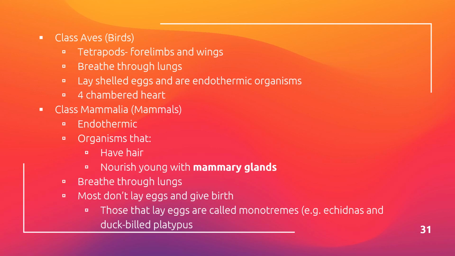So the last class is Class Mammalia, and they're named for the mammary glands that mammals use to nourish their young. Mammals are endothermic, they have hair, and they have a 4-chambered heart with 2 atrium and 2 ventricles. Most mammals give birth to live young, while some, called monotremes, lay eggs. And examples of this are the duck-billed platypus and echidnas.